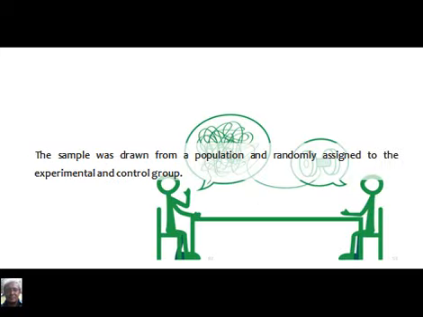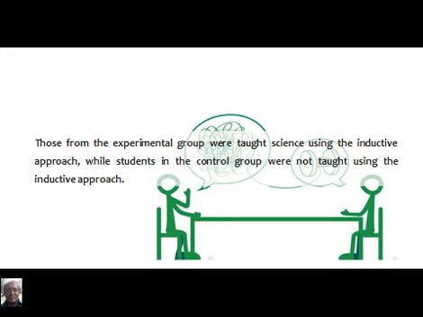The sample was drawn from a population and randomly assigned to the experimental and control group. Those from the experimental group were taught science using the inductive approach, while students in the control group were not taught using the inductive approach.